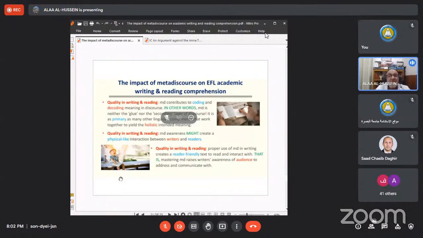Quality in writing and reading: meta-discourse contributes to coding and decoding. We use meta-discourse to code certain messages in order to be decoded by readers and listeners. In other words, meta-discourse is neither the glue nor the secondary layer of discourse. It is primary, or as primary as many other linguistic components. Okay, quality in writing and reading also: meta-discourse awareness might create physical-like interaction between writers and readers.